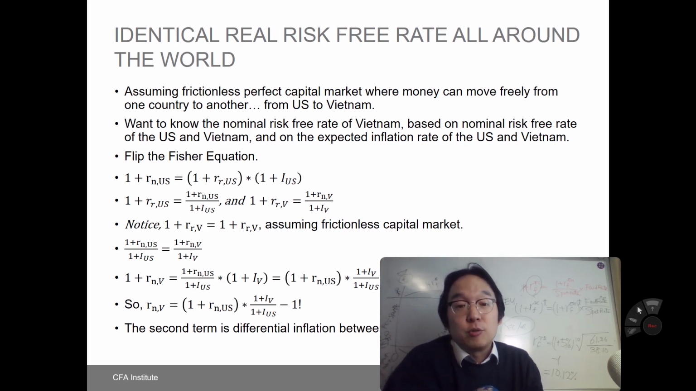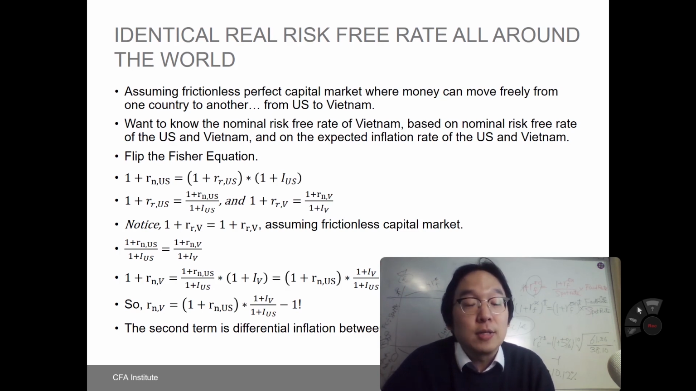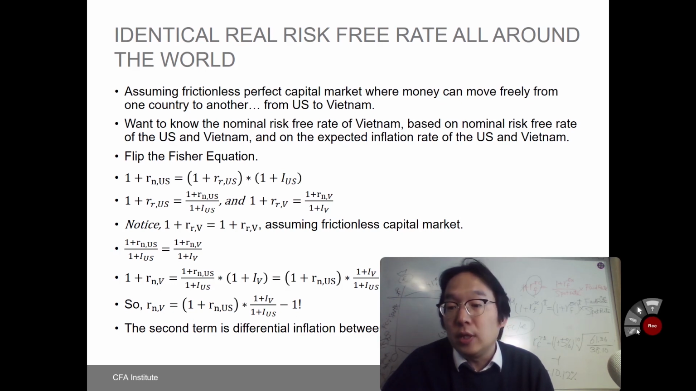Then we can assume that the real risk-free rate of Vietnam should be the same as the real risk-free rate of the United States, and hence notice that 1 plus the real risk-free rate of Vietnam should equal 1 plus the real risk-free rate of the US. I'm sorry for that typo. One of them has to be over here: US risk-free rate over here, and the other one is Vietnam. Leave it there, assuming a frictionless capital market.